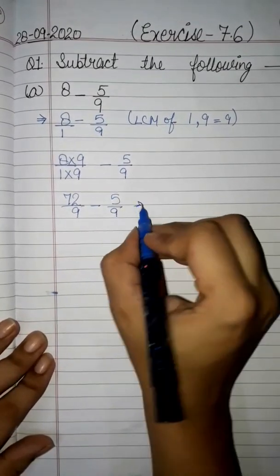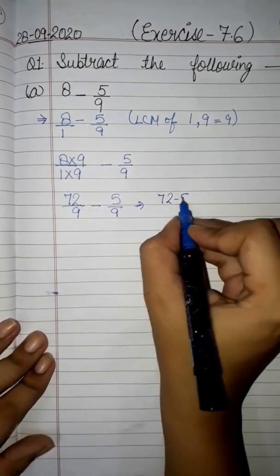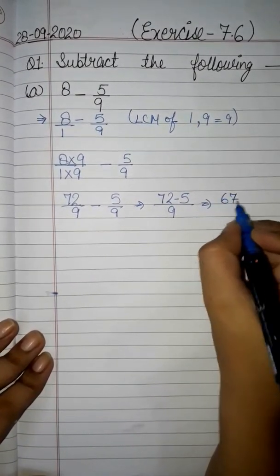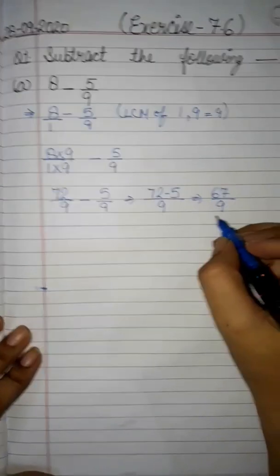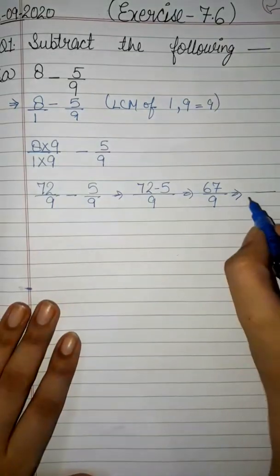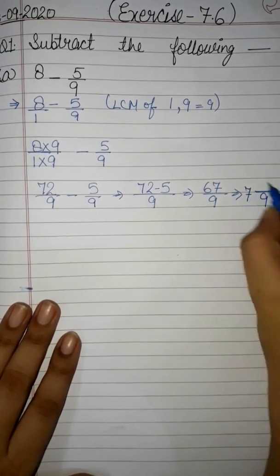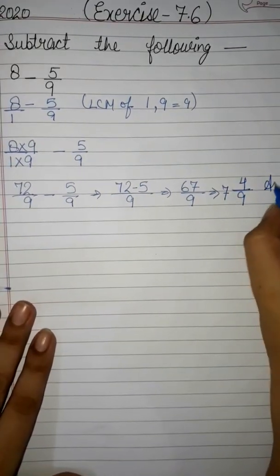Now we can write them together. 72 minus 5 whole by 9. So here you will get 67 by 9. Children, see, this is improper fraction. And now we can change this into mixed. 9 sevens are 63 and 4 is the remainder. This is the answer.